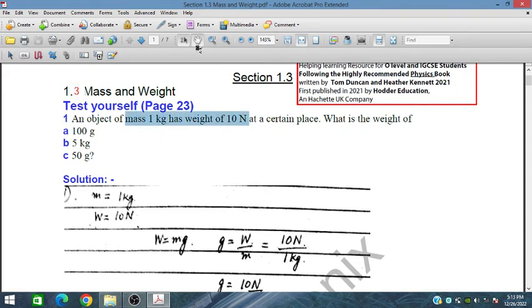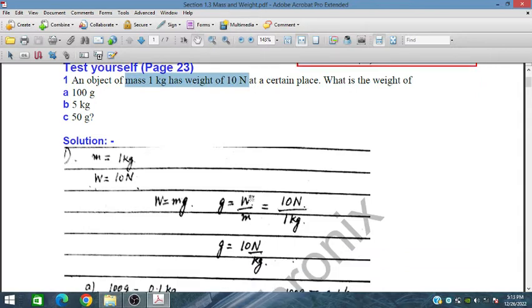We will use this information to obtain the value of g. Weight is equal to mass times gravity, the acceleration due to gravity. So gravity is given as W upon mass, which is also called the gravitational field. Weight is 10 newtons and the mass is 1 kg, so it gives 10 Newton per kilogram gravitational field.